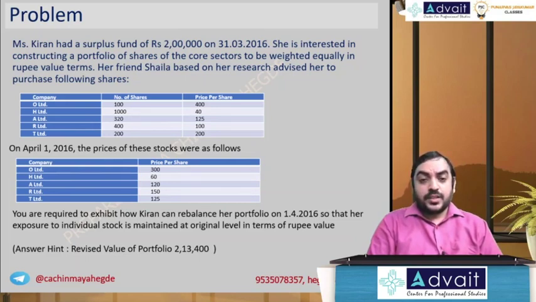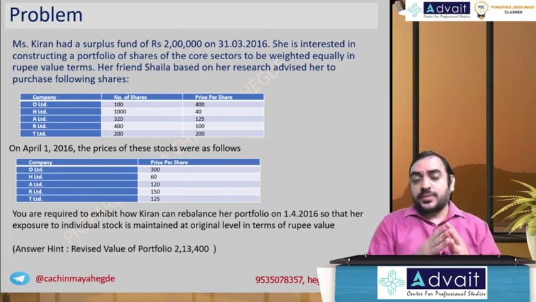Number of shares, price per share. On April 1st, 2016, the prices of these stocks were as follows. You are required to exhibit how Kiran can rebalance her portfolio on 1/4/2016 so that her exposure to each individual stock is maintained at the original level in terms of rupee value.